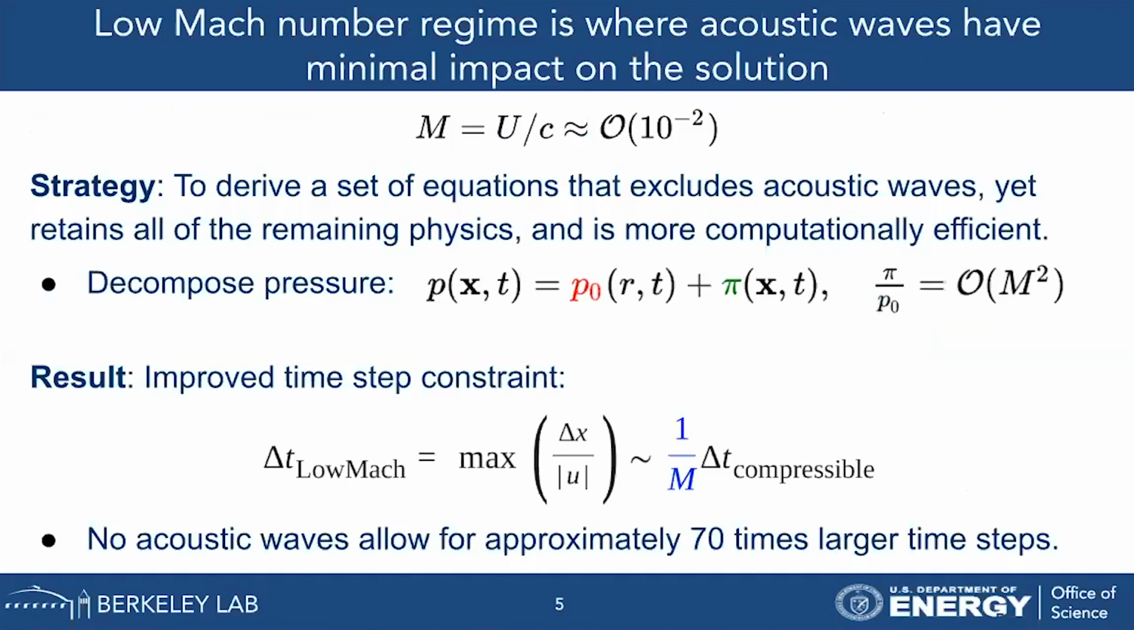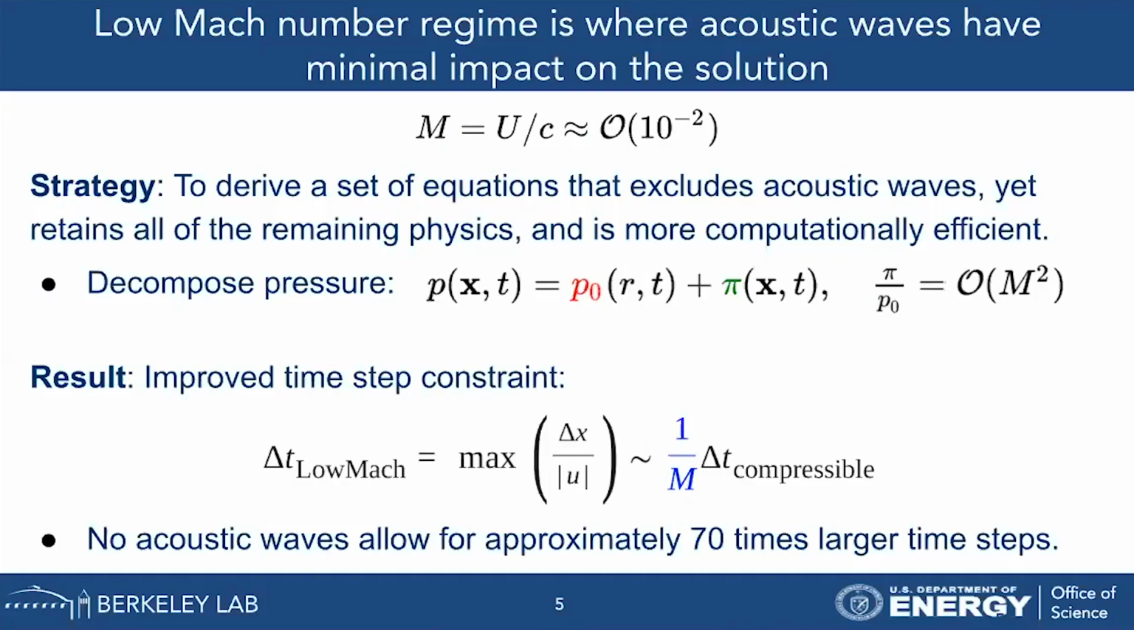So the first thing we want to know with the low Mach number regime is that the Mach number here is very small, on the order of 10 to the negative 2. And so this means that the acoustic waves carry very little energy, and so would not really affect the solution. So the strategy here is to remove the acoustic waves from the governing equations, yet retain all of the remaining physics. And we do this by simply decomposing the pressure into an average base state p naught that's determined through hydrostatic equilibrium with the average base state density rho.